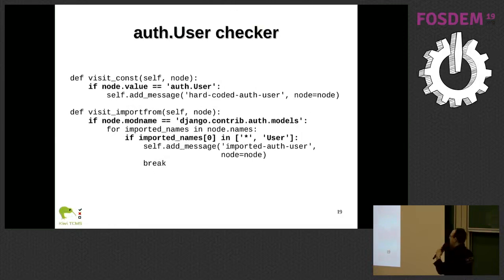The checker for Django. So again, visit_const, look for hard-coded strings. We don't really care if this is inside of a foreign key definition or someplace else. If that is a hard-coded string, we raise an error message for the developer. That easy. And also we inspect the imports. If we see something like from django.contrib.auth.models import User, or do a wildcard import, again, error for the developer to inspect this and figure out what's going on.